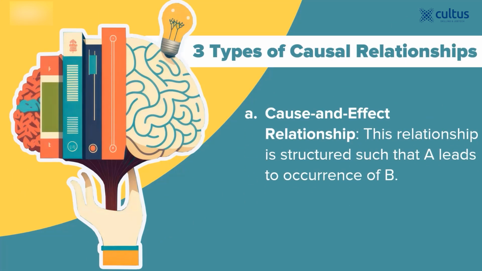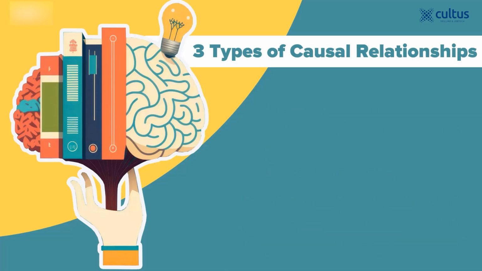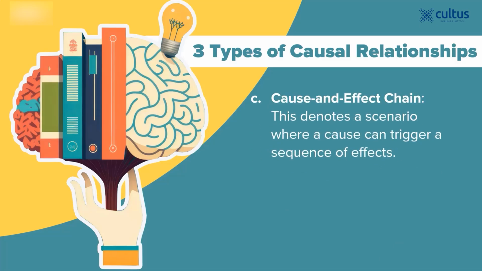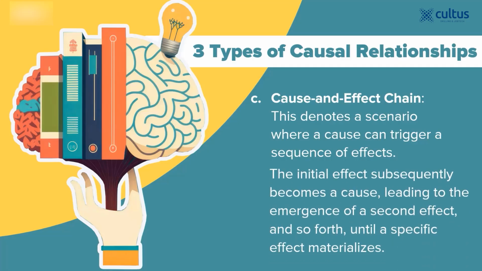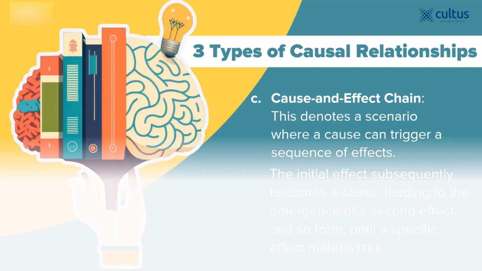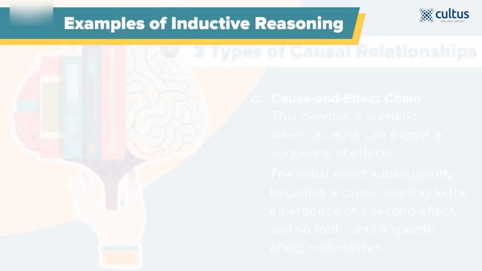This relationship is structured such that cause A leads to the occurrence of effect B. Effect-cause relationship. This relationship follows the pattern of being initiated by effect B. Cause and effect chain. This denotes a scenario where a cause can trigger a sequence of effects. The initial effect subsequently becomes a cause, leading to the emergence of a second effect, and so forth, until a specific effect materializes.